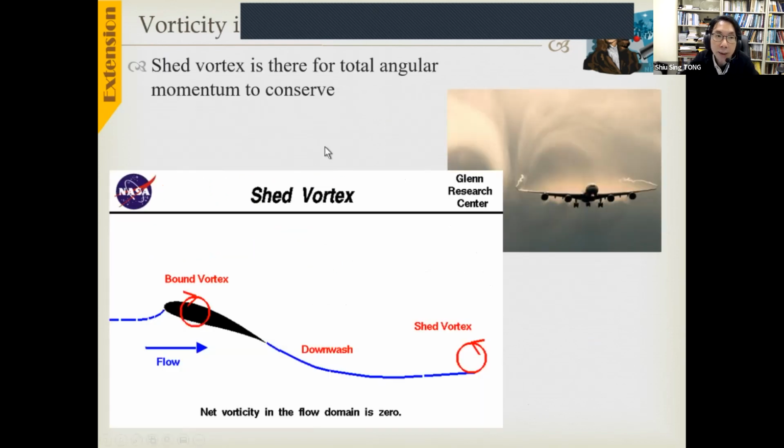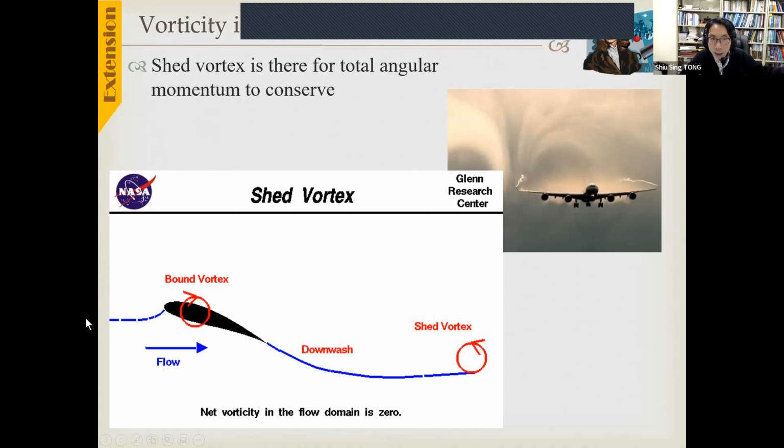Now you also can see the so-called jet vortex for the airplane. Because for an airplane with wings shaped like this, at a small angle of tilt, there will be a high velocity of flow on the upper side and low velocity of flow on the other side. Because there's a high velocity on the top, there will be essentially a clockwise flow of air. So the angular momentum of air will be in the so-called clockwise direction.